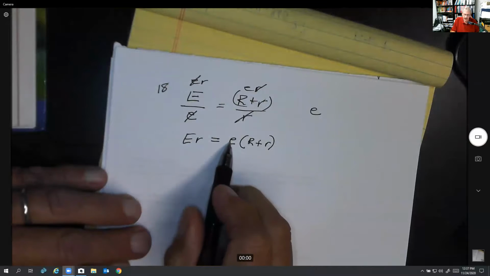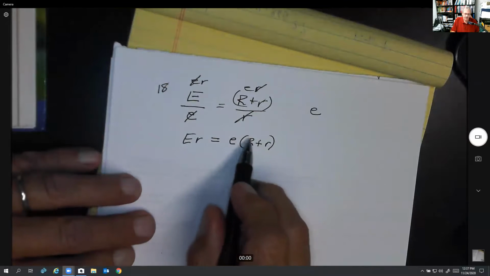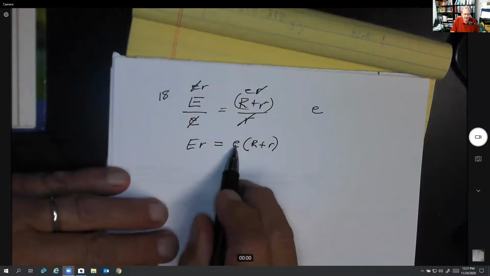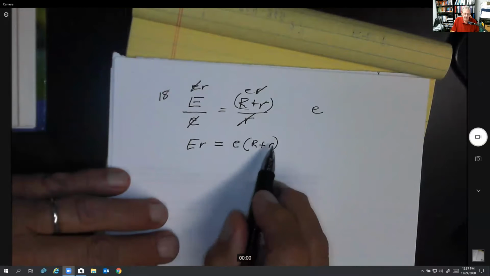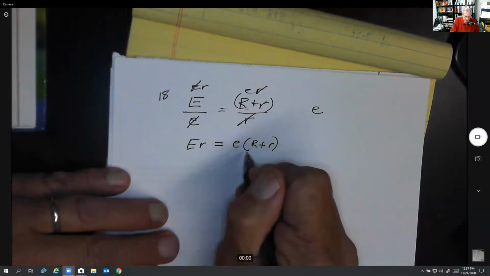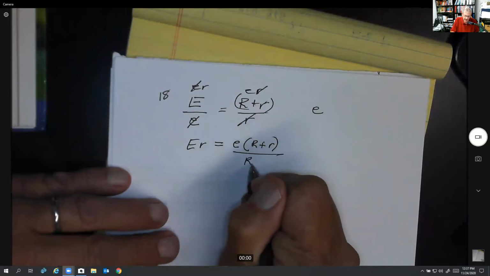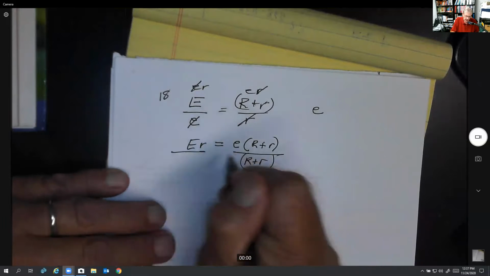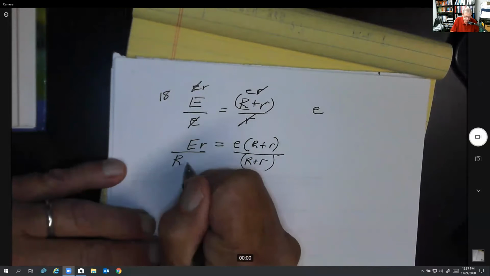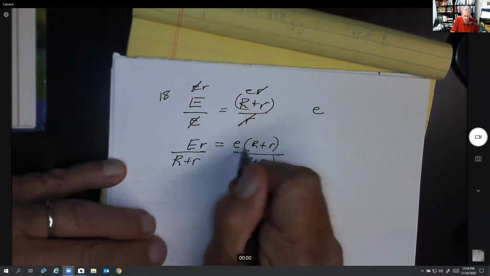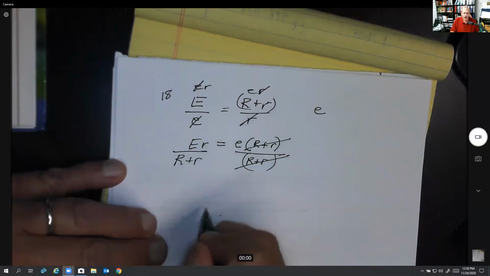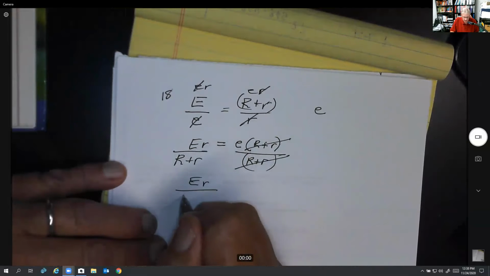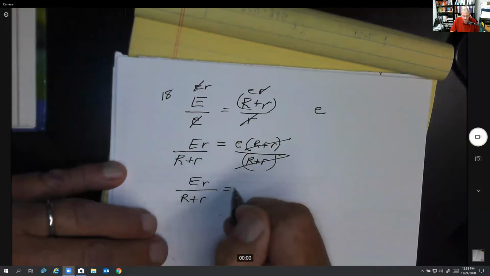Now, we're solving this for E. Might be tempted to distribute because we see a parentheses, it's kind of automatic, but this times this. So we just want to get rid of this R plus R thingy. So we're going to divide that off. We don't want to redistribute. We're going to divide both sides. It's kind of a tricky problem because we usually want to distribute. So this is our final answer. ER, R plus R equals E.